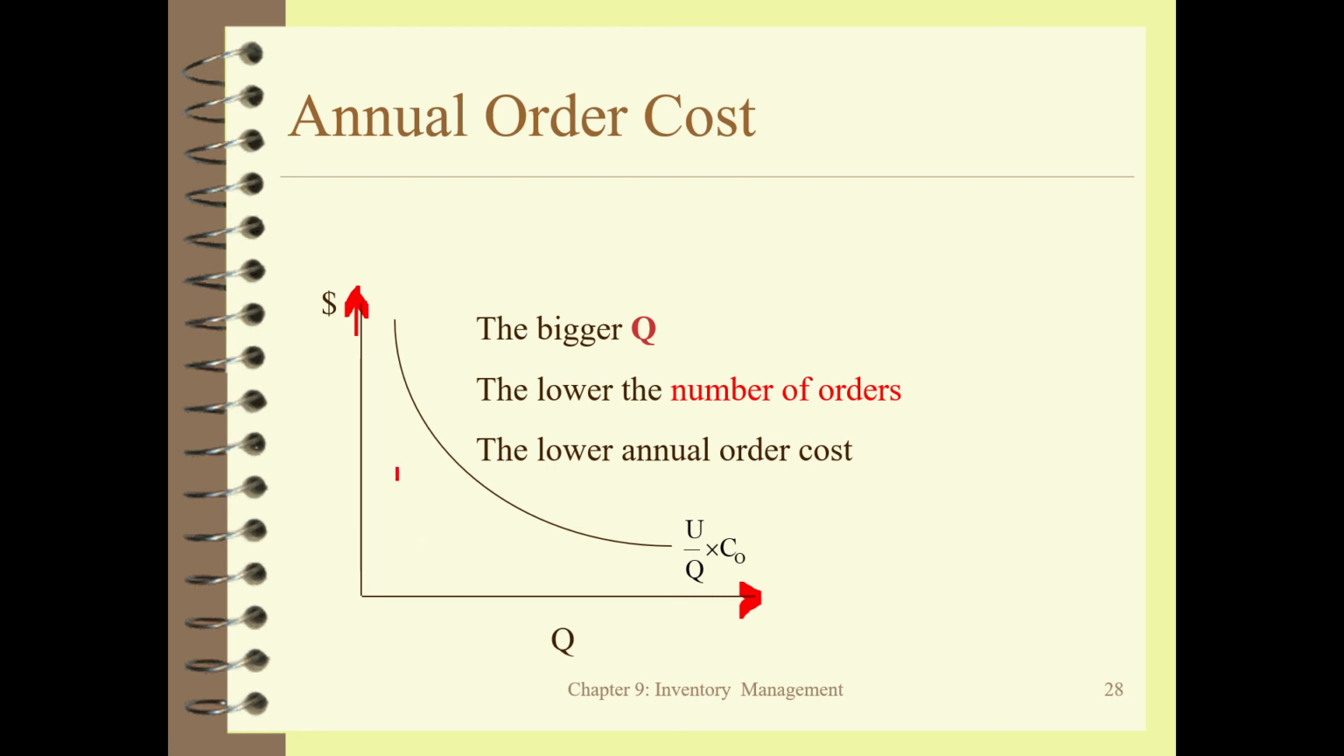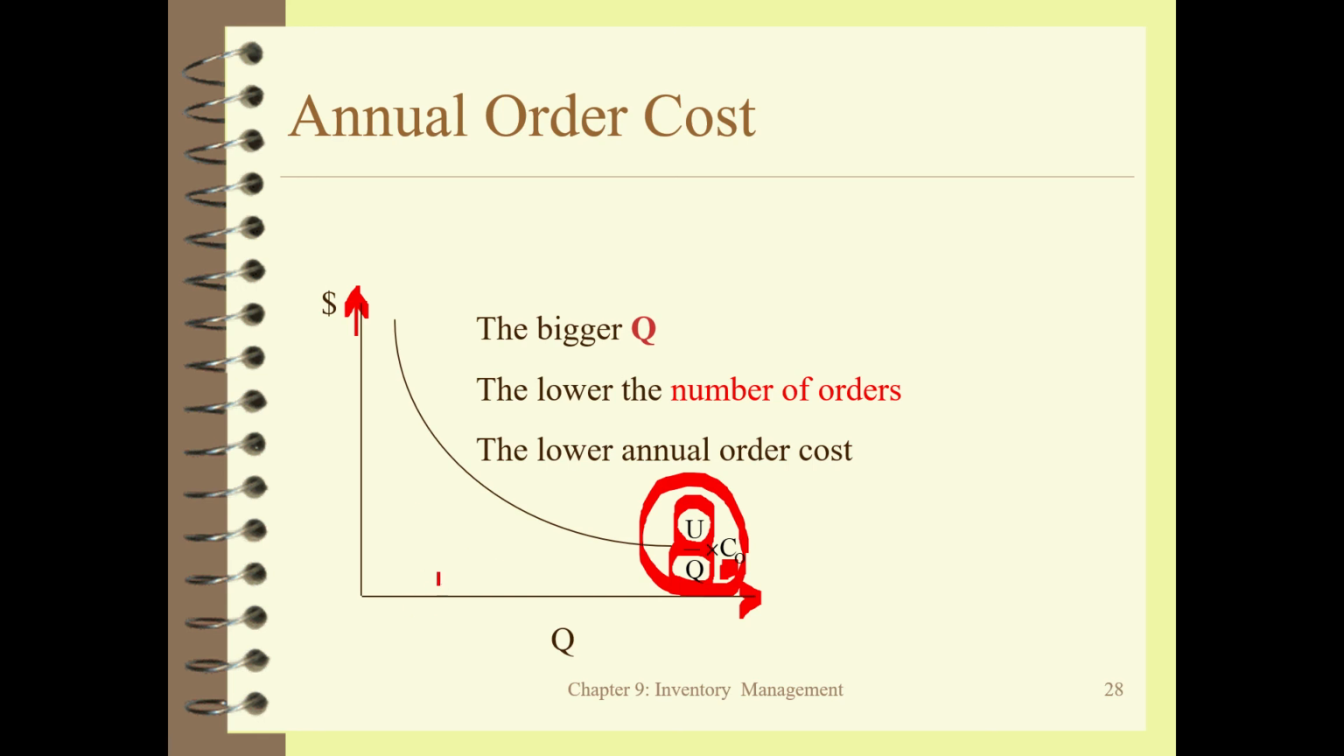So if we order in a small amount, in 1 year, how many times do you need to order? You have demand per year U, and whenever you order Q, the frequency of orders per year is U divided by Q, and every time you have to pay CO. This is the total cost that you have to pay.